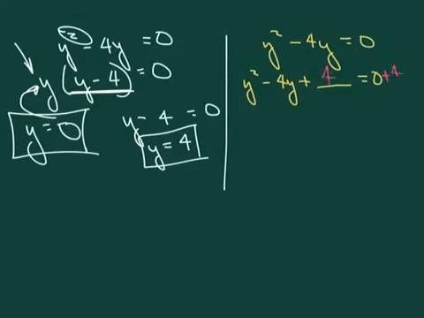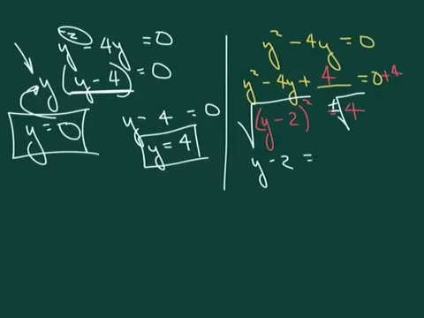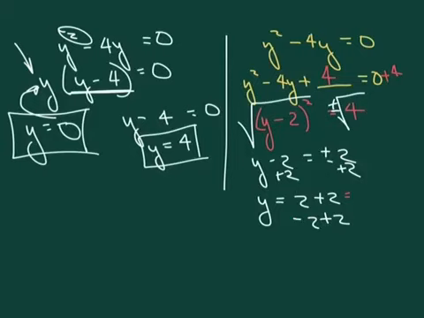And add 4 to here. Make your parentheses. Y minus 2 squared equals 4. Square root, plus or minus. Y minus 2 then equals plus or minus the square root of 4, or 2. So I add 2, add 2. So y equals 2 plus 2 or negative 2 plus 2, because remember, plus or minus. Plus 2 right here, the minus part goes here. So y equals 4 or 0.